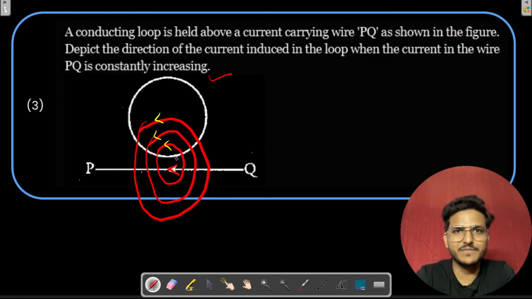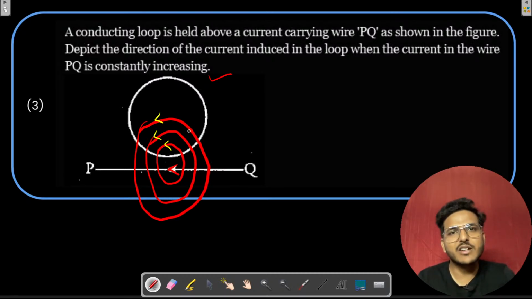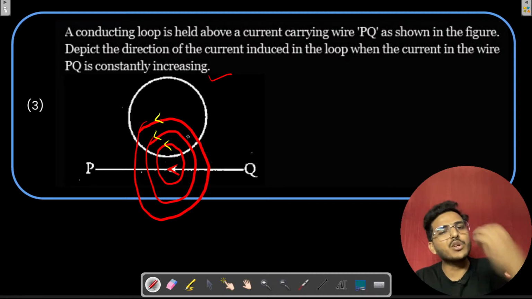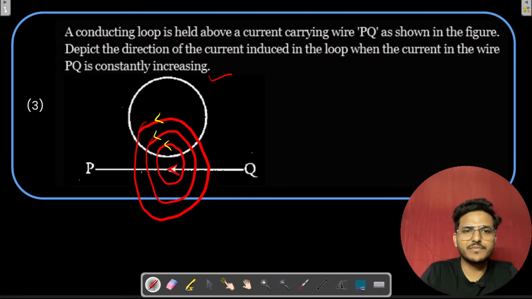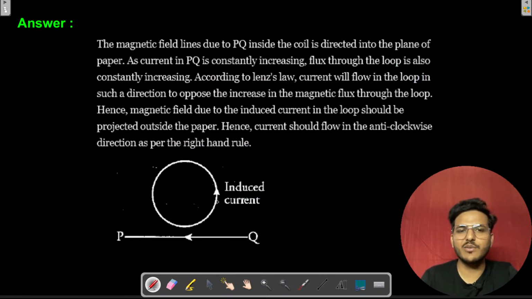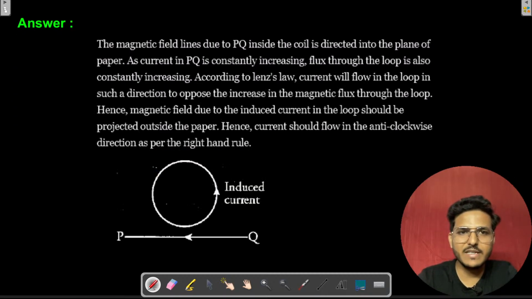According to Lenz's law, the direction of current in this loop is such that it opposes the cause. So the direction is anti-clockwise. The induced current is anti-clockwise. If the current is anti-clockwise, then it will oppose the change.